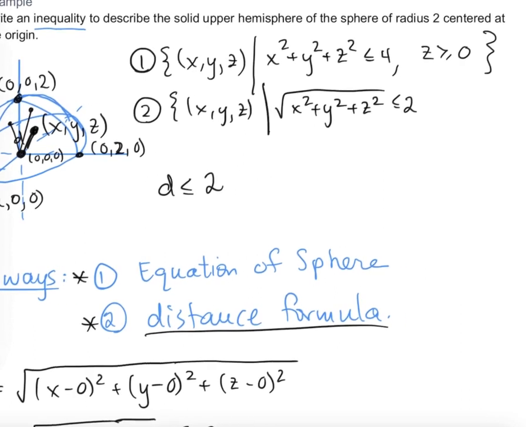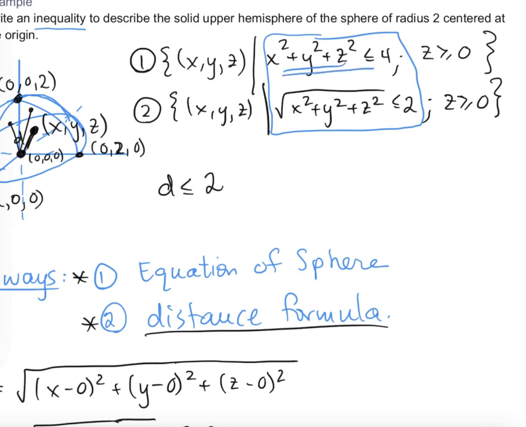And again, we're going to have that same additional criteria that the z value does need to be positive to ensure that we have the upper hemisphere. Now, these two are our key criteria here, but I did want to make sure that you understand that we cannot get from this inequality to this inequality by taking the square root of both sides. We're not taking the square root of both sides of that inequality.